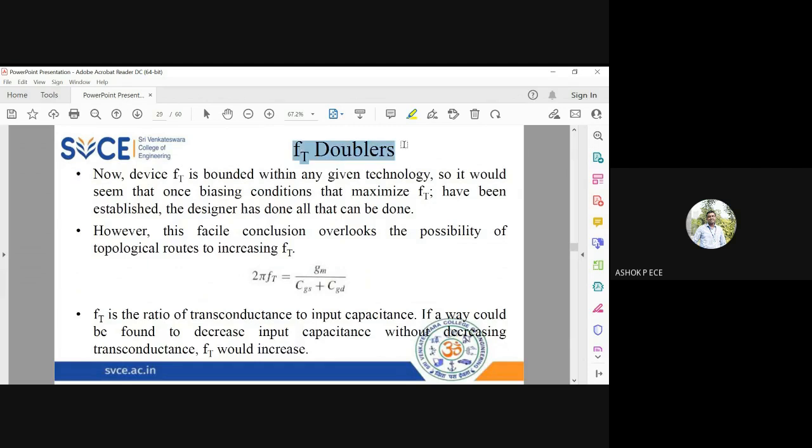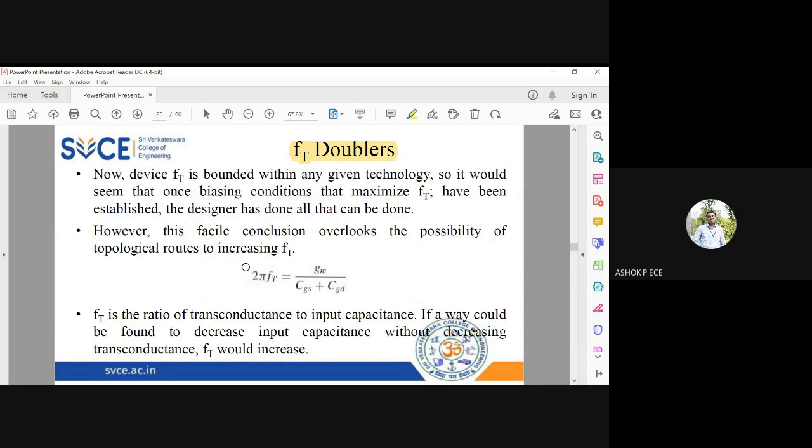So there are some circuits which are going to be called FT doublers. When bandwidth is the only constraint for me, I have to double my FT. For that, what is the possibility? So the formula for FT looks like this.